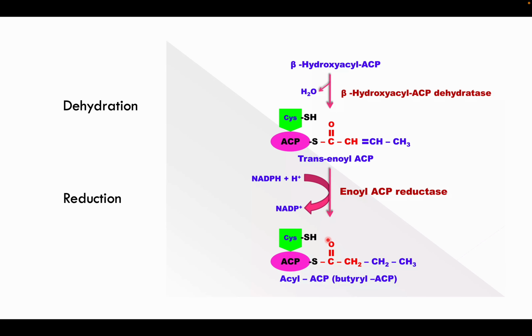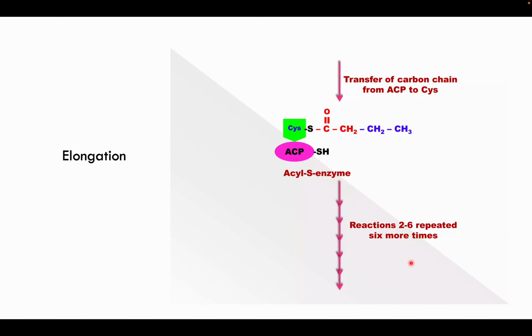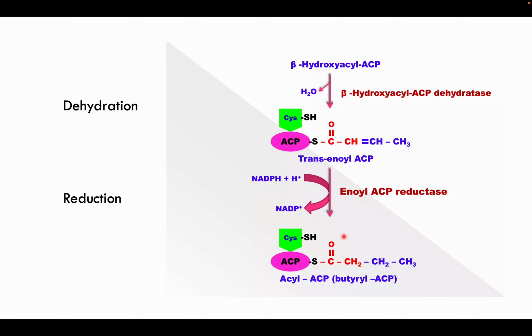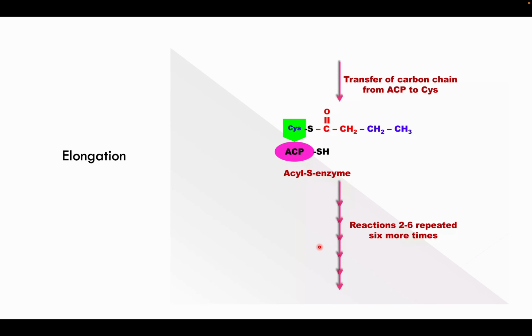So now you can see we get a molecule with four carbons, and in the same way we can transfer this, because now we are done with this reaction and now we need to add more carbon molecules, and as we did before we need to free this ACP to add more carbon molecules. So what we can do is transfer this group to the cysteine and the ACP will be free.